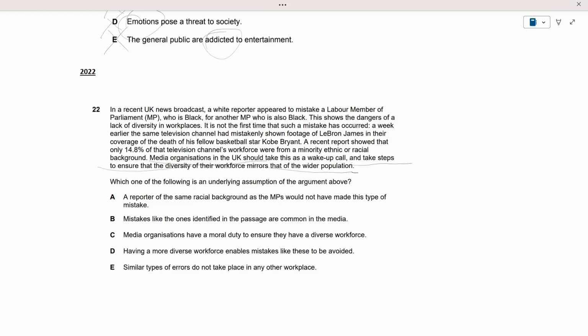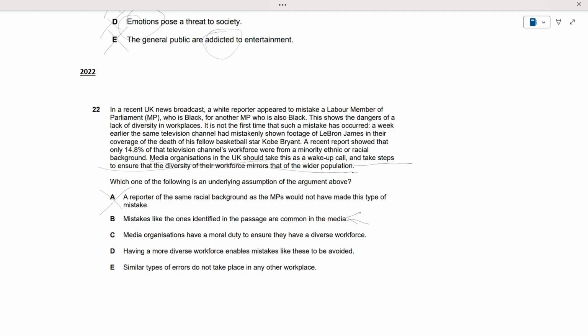A, a reporter of the same racial background as the MPs would not have made this type of mistake. That does not support or strengthen this conclusion at all, so it's not A. B, mistakes like the one identified in the passage are common in the media. This seems okay for now, so we'll come back to it.